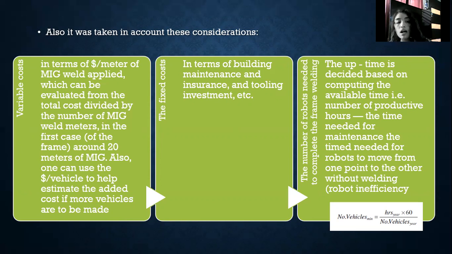The variable costs were also taken into account, and the fixed costs in terms of building maintenance, insurance, tooling investment, and the number of robots needed to complete the frame welding. The frame and the door processes both have the same methodology. For example, here I am showing the formula for the number of vehicles per minute, and this formula was applied in both the frame and the door cases.